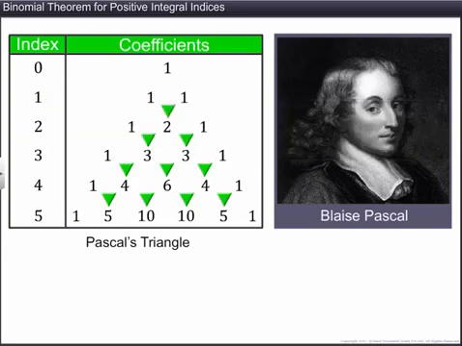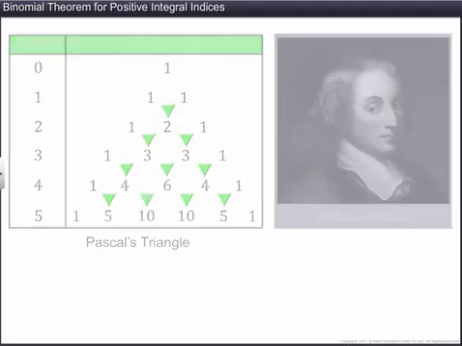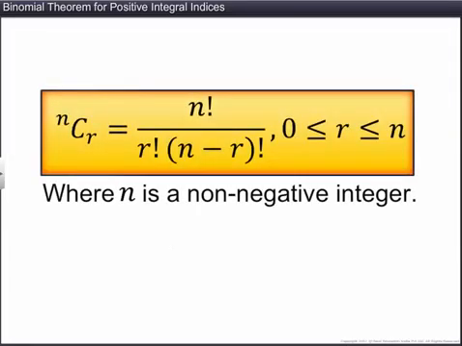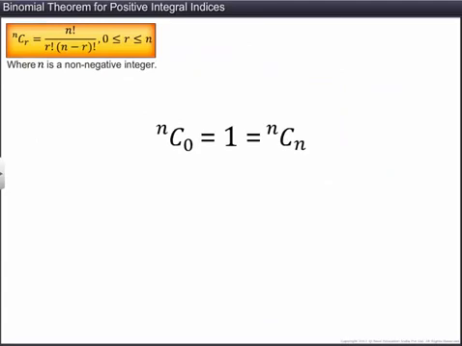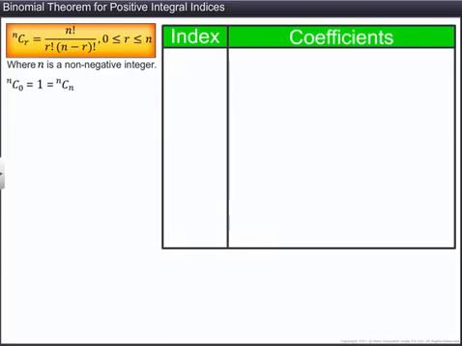Here we make use of the concept of combinations to write the coefficients. We know that nCr is equal to n factorial upon r factorial multiplied by (n minus r) factorial. nC0 and nCn are equal to 1. Now, let us create a Pascal's triangle using combinations.